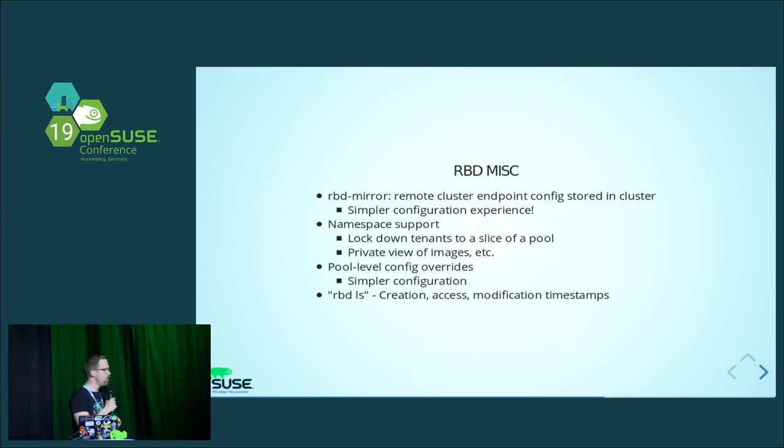RBD misc. As I talked already briefly about the RBD mirror functionality that was added to the dashboard, the main reason this is now easily possible was due to some changes that were made in Nautilus and also the configuration changes in a central place that make it really easy compared to older versions. Post-Nautilus, we now support namespaces, so you can create security domains within pools and lock specific clients into them, which is really nifty. We also support pool level overrides. In the past, for example, you were capable of activating the caching on an RBD device, and now you can also do this on the pool level. And the rbd ls command sounds like just a minor thing, but now also lists the creation, access, and modification timestamp, which is again really helpful for administrators.